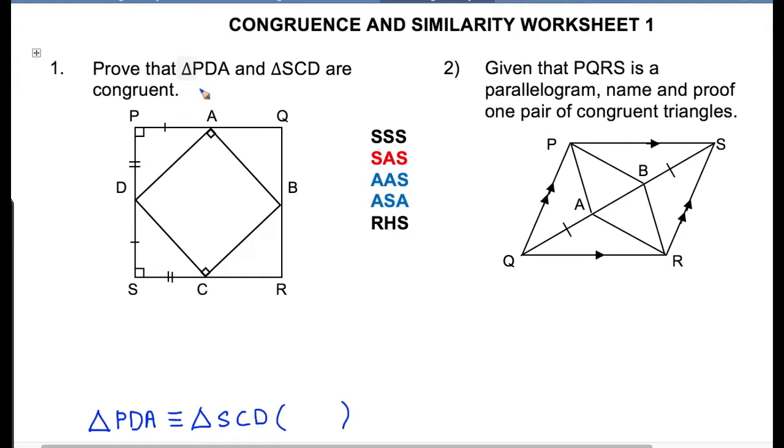In the first sum, we are to prove that triangle PDA and triangle SCD are congruent. The first thing to do is to decide which rule to use. We look at the diagram to see that we are given two sides and one angle in between the sides. Therefore, we choose this rule which suits the condition, two sides given and the angle between the two sides. This rule is side angle side.